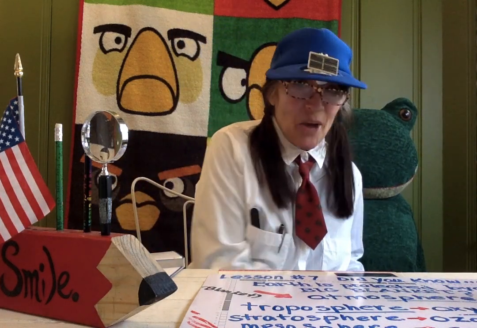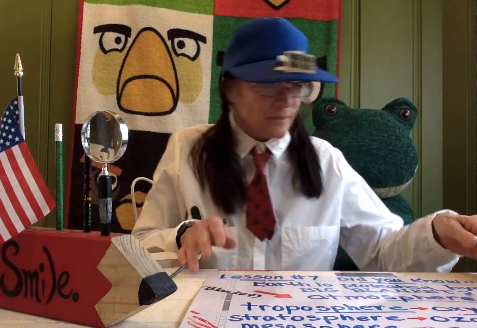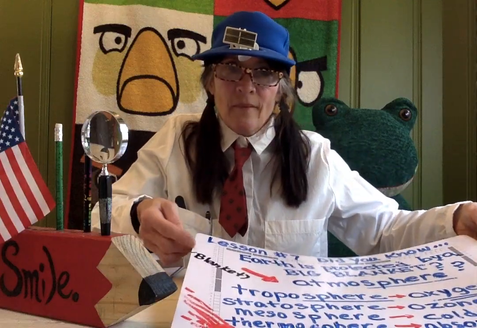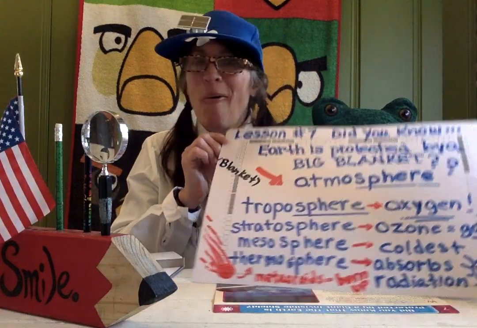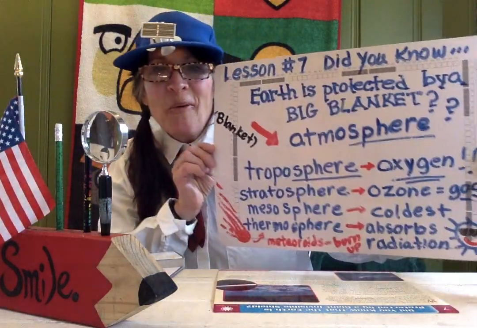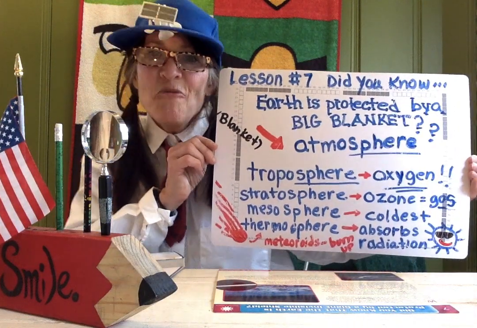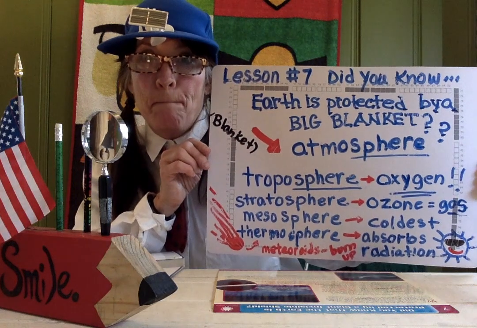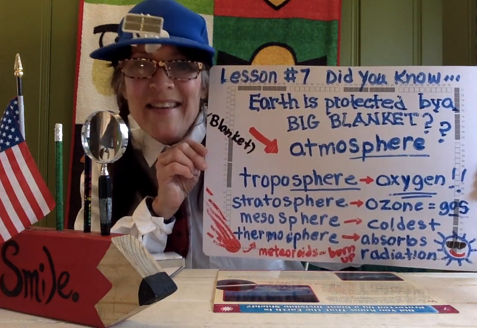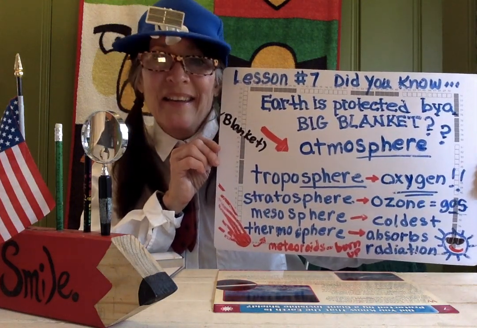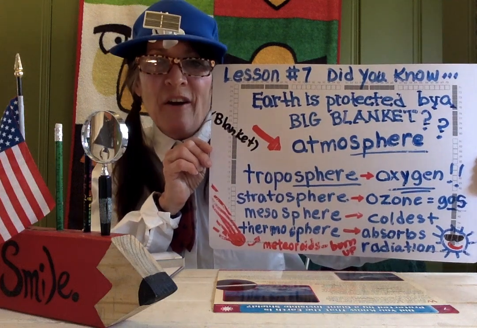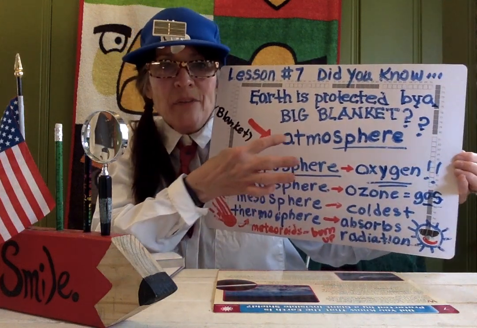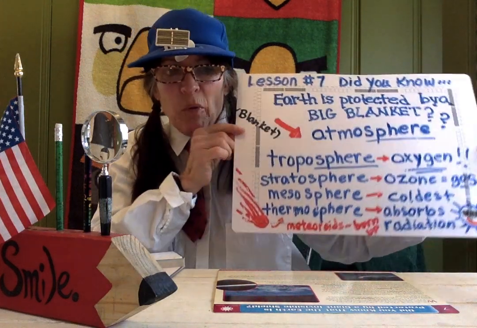Today's lesson, number 7, asks a big question. The question is, did you know that the Earth is protected by a big blanket? This big blanket is called the atmosphere. Blanket, atmosphere, sort of like a blanket.